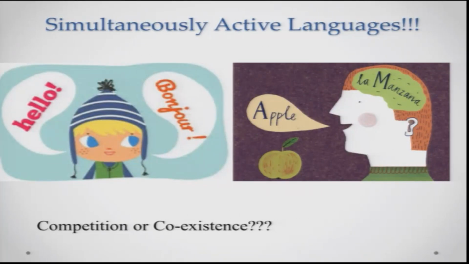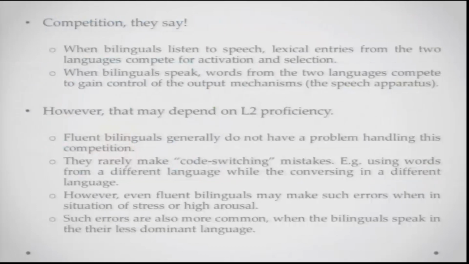Now, we have talked about how these things would be connected in the brain. Let us now talk a little bit about whether or not both of these languages are active at the same time. If they are simultaneously activated, whether there is competition between the two languages for speaking and for comprehending, or whether they are having peaceful coexistence and everything is fine. Let us see. They basically say that there is a lot of competition between the two languages.